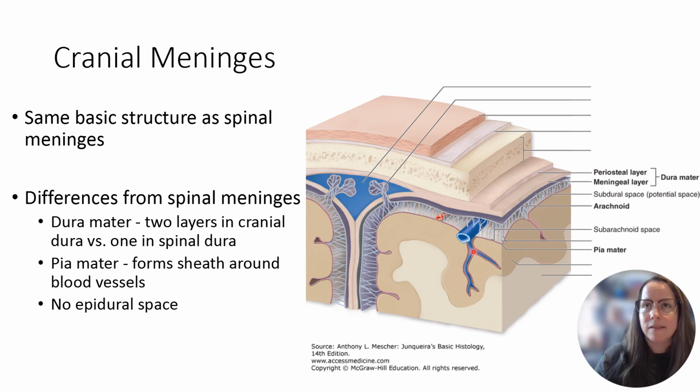And the biggest difference, if you notice, here is my dura, and then immediately bone. There is no epidural space. In your spinal cord, remember, just outside of your dura, we had a cavity that was filled with fat. That was your epidural space. We do not have that here in the cranium because your brain needs to have as much room as possible to be as big as it can be. And if we have that layer of fat, it could potentially compress the brain, and it also limits the sizing of our brain in general. So we do not have an epidural space.